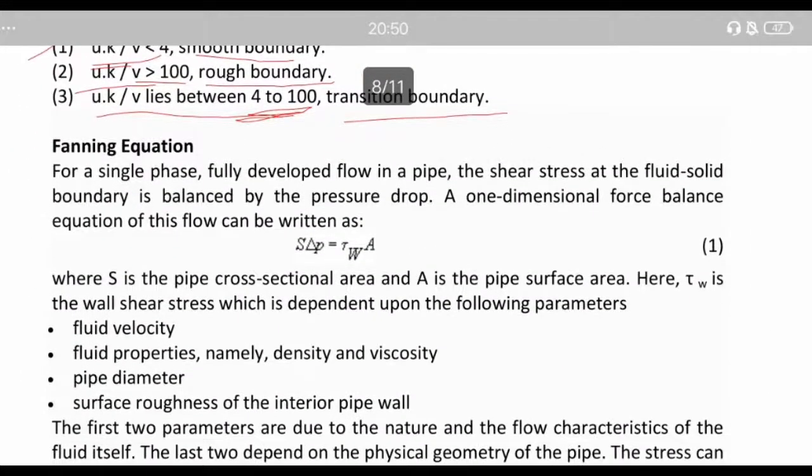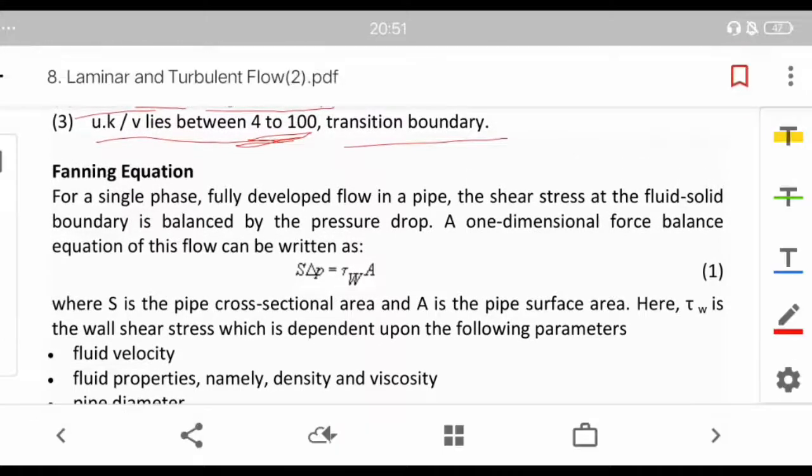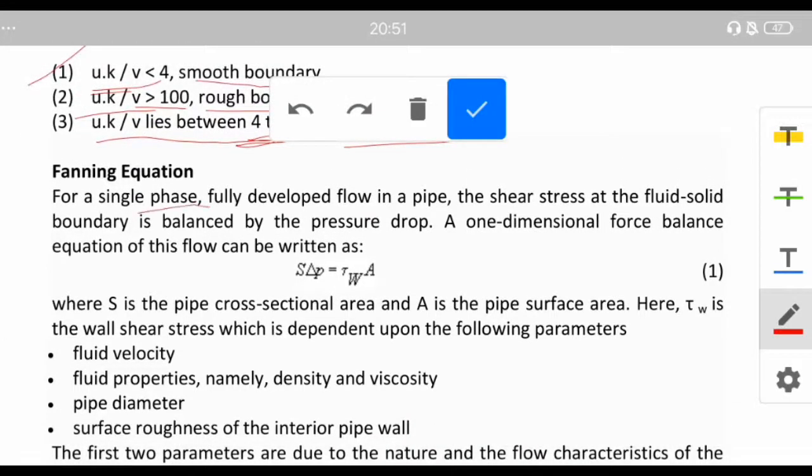Fanning equation. The Fanning equation is for a single phase fully developed flow. So this is the condition for the Fanning equation: for a single phase fully developed flow in a pipe, the shear stress at the fluid-solid boundary is balanced by the pressure drop. A one-dimensional force balance equation can be written as S delta P is equal to tau w times A, where S is the pipe cross sectional area and A is the pipe surface area.